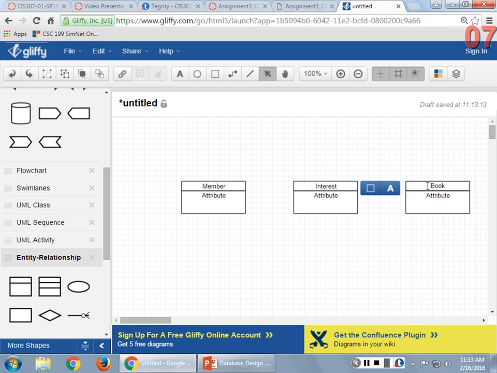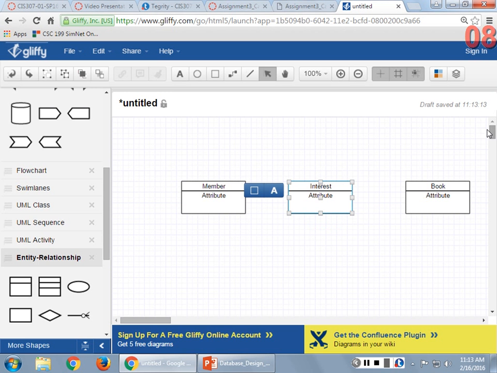By the way, those names may not be very good, but I'm trying to keep it short and simple. I don't like those one-word names because sometimes it's easy to forget what you mean by interest, right? So maybe I'll put reading interest, okay? And instead of member, I would put library member or something like that, right? But let's keep it short for now.